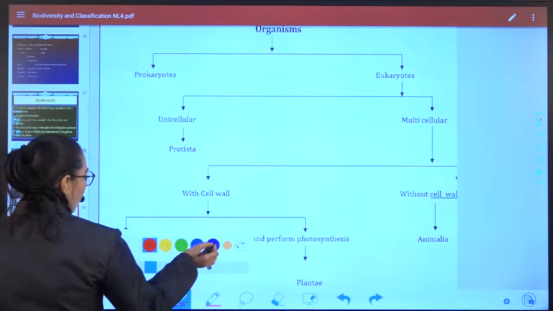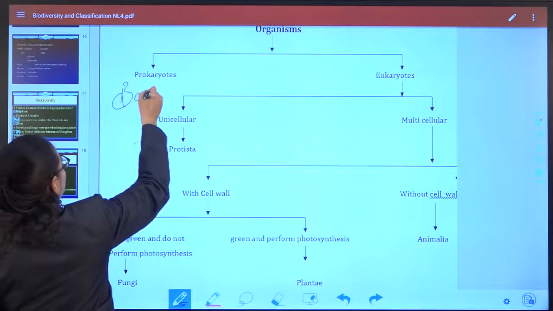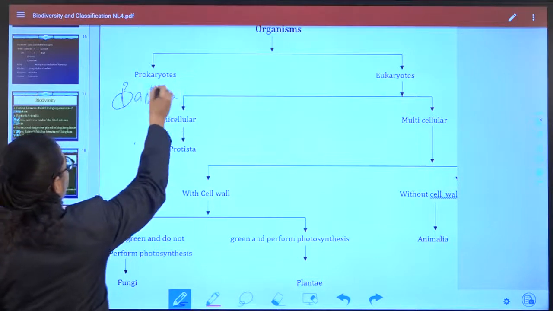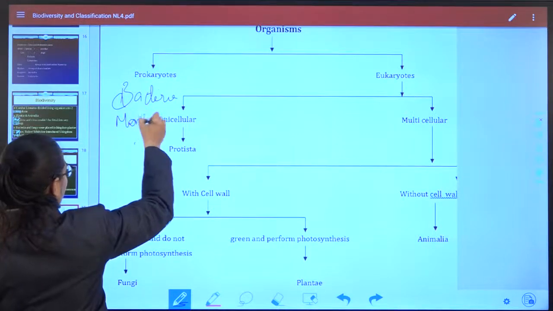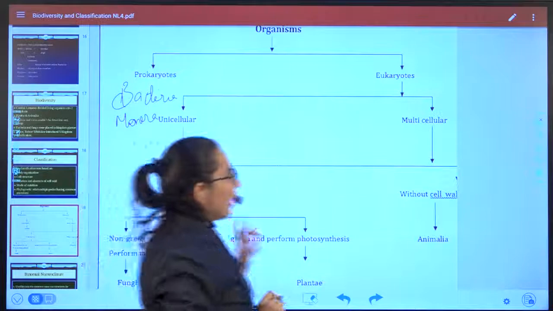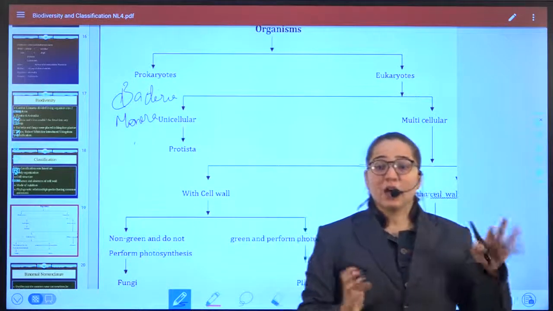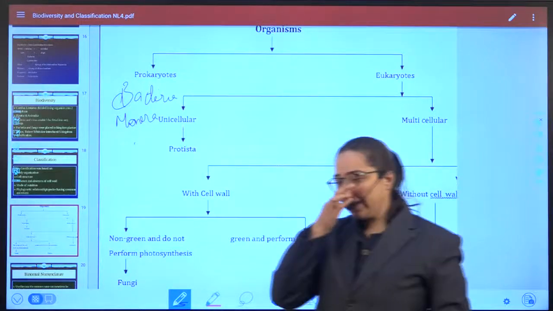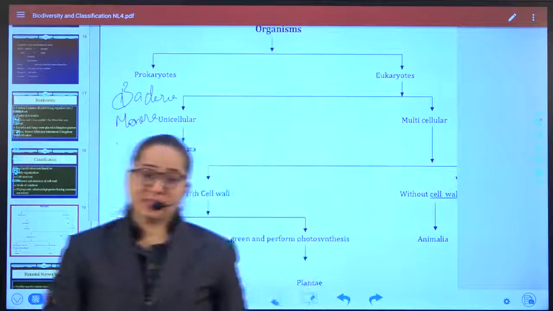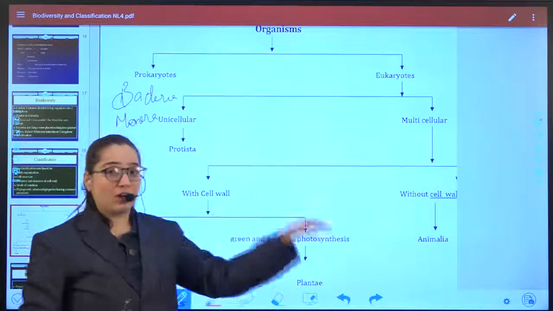Here we have one thing, that is the bacteria. That means which kingdom? It's kingdom Monera. And how are eukaryotes further bifurcated? Eukaryotes are further bifurcated as unicellular and multicellular. If we talk about the unicellular organism, then it is Protista, but multicellular, then in that again the category comes as with cell wall and without cell wall.